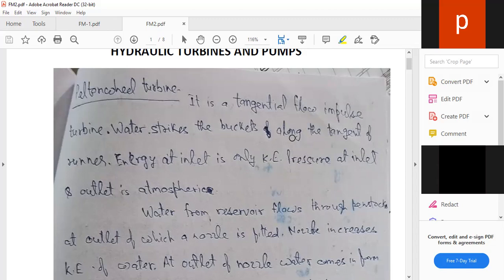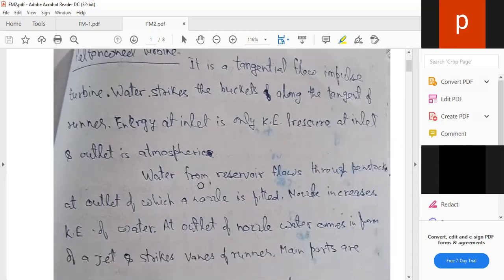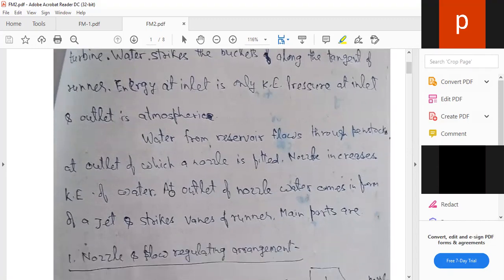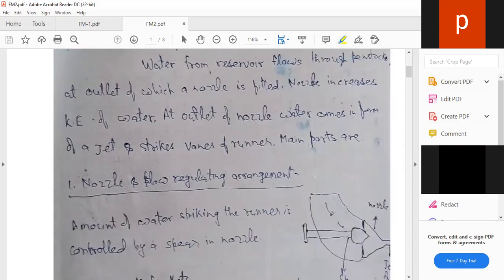Water strikes the bucket along the tangent of runner. Energy at inlet is only kinetic energy, and pressure at inlet and outlet is atmospheric. It doesn't change. I already told you that in impulse turbine, pressure remains constant. So water from the reservoir flows through penstocks, at the outlet of which a nozzle is fitted. Nozzle increases the kinetic energy of water. At outlet of nozzle, water comes in form of a jet and strikes the vanes of runner.